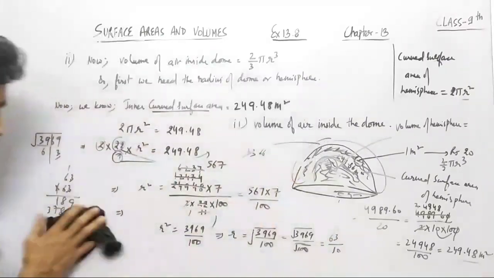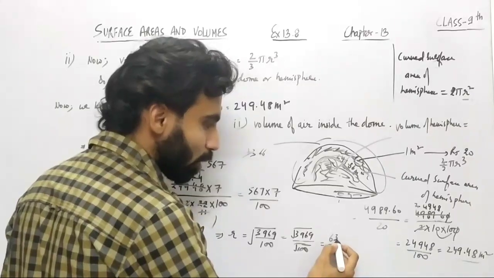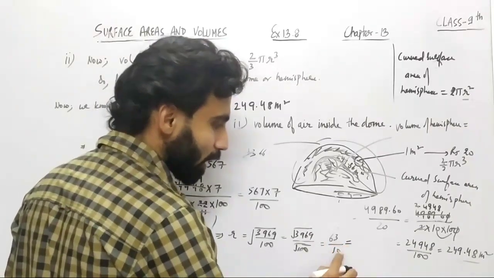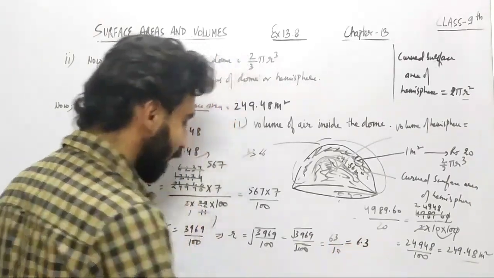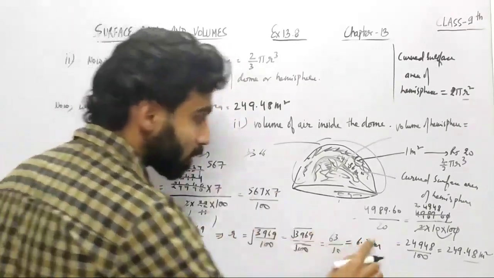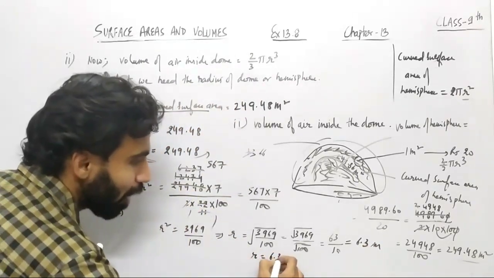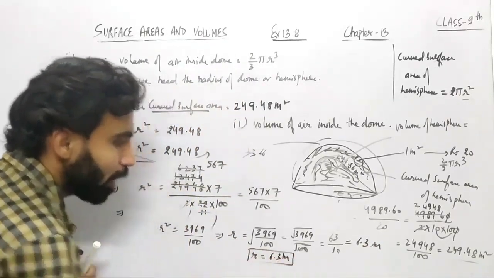So now let me just rub this. Here you will get, you can see the denominator is 10, so the decimal will be placed before one digit, there is one 0, right? So that will be 6.3. So that will be, you can see, the radius in meters, right? So it will be in meters. So the radius we have found out as 6.3 meters, right?